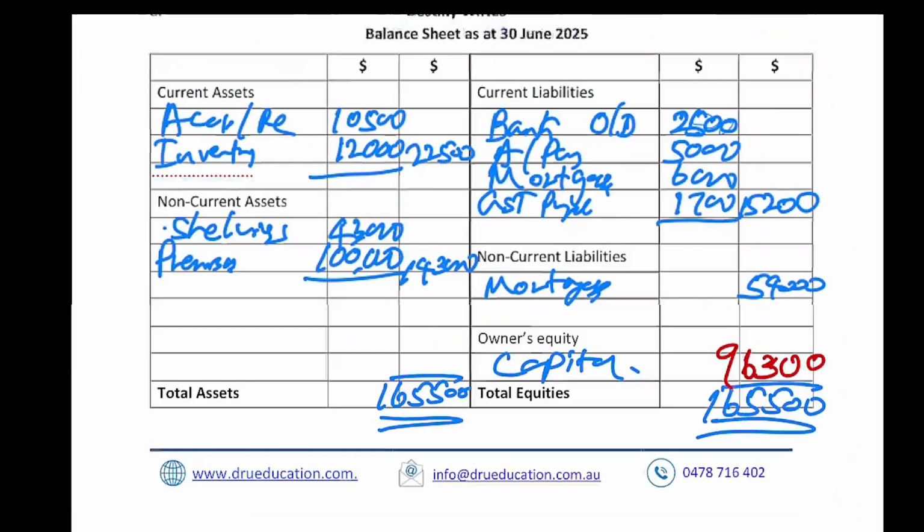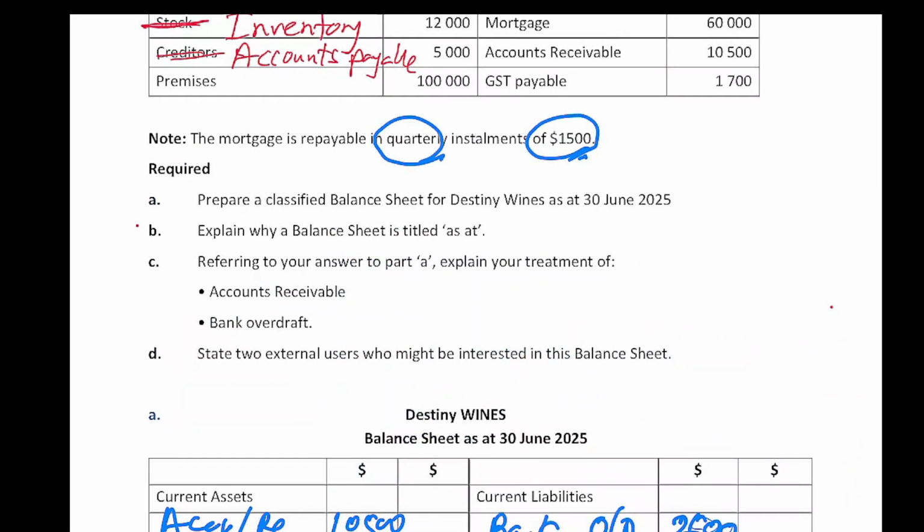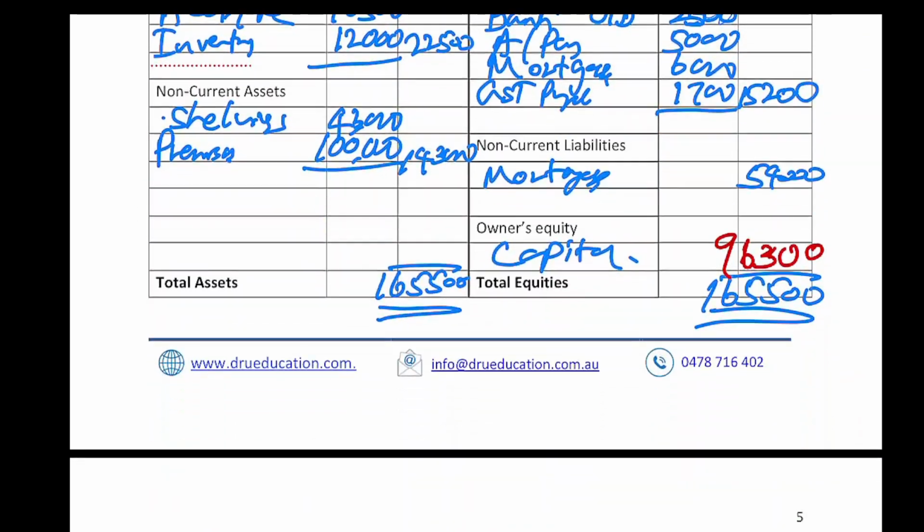Then the other one is referring to your answer to part A, explain your treatment of accounts receivable. Now I think you guys should be fine. How would you define accounts receivable? Tretan had written almost correct. Let me have a look at yours. Did you try? You said you tried. No? I did only the balance sheet. Right. So Tretan had written almost correct. So how would we write? Anybody can tell me the definition for accounts receivable?